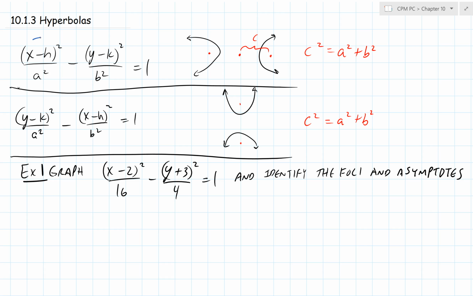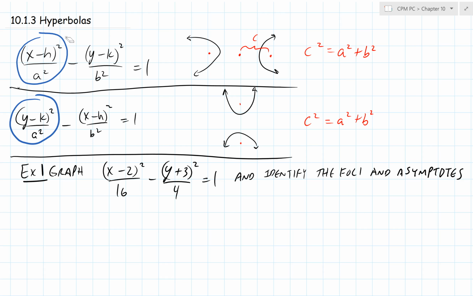When we have the x term in front, the x term is positive, then the hyperbola goes in the x direction, or along the x-axis. When the y is in front and positive, then the hyperbola goes in the y direction.